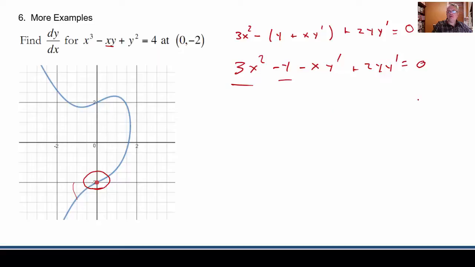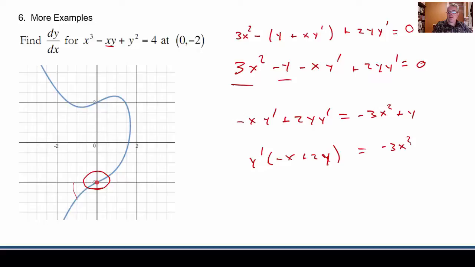These first two terms got to go on the other side. So that equals minus 3x squared plus y. Got to factor out a y prime. So that's y prime equals minus 3x squared plus y, over the factored terms. And then divide.